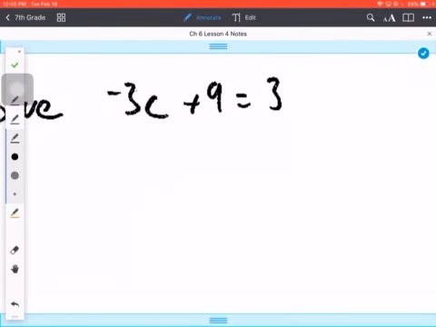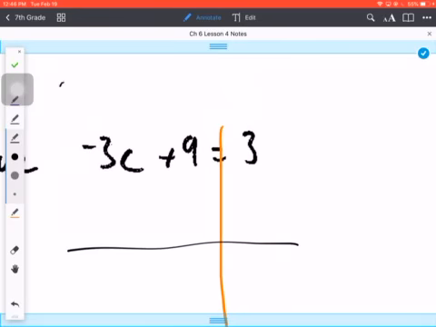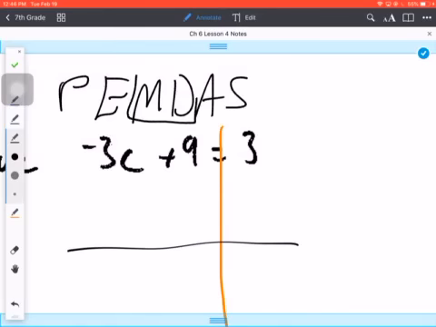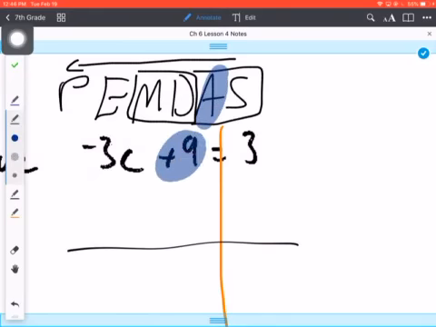Alright, this problem here, lesson or example 3. If I look at this order of operations style, remember I'm going to go in this direction, starting from the right side to the left side. So I do have addition, that's this plus 9. So I'm going to undo that by subtracting. Let's actually change the colors, huh? So I'm going to subtract 9 from both sides.